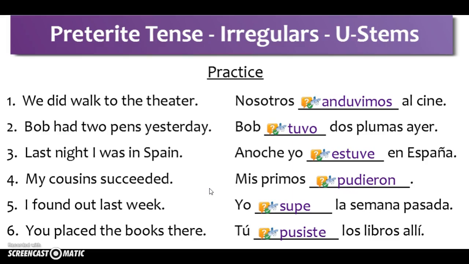Did you notice or did you remember that in these particular conjugations, we don't include the accent marks as we do in other times when we are conjugating in the preterite tense? Muy bien, well done.